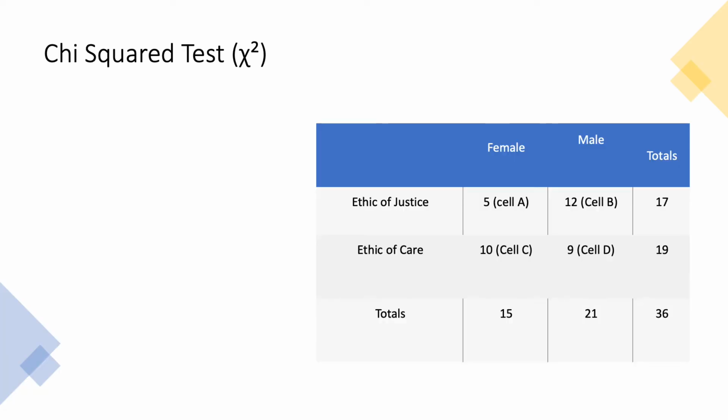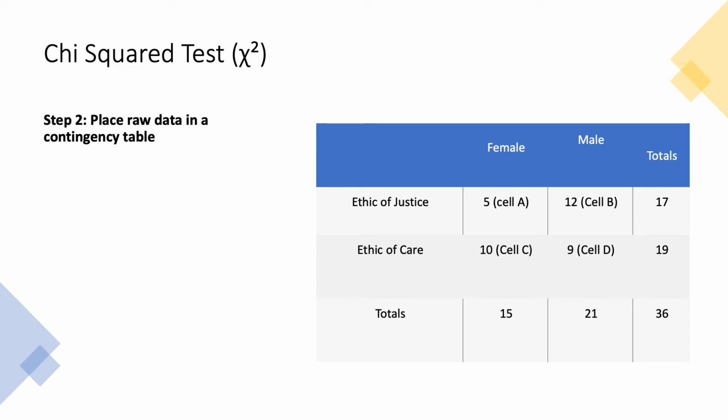Step 2. In a chi-squared, we place the raw data in something that we call a contingency table. It's usually a 2x2 contingency table, but it can also be 3x2, etc. So in this case, we have male and female at the top, ethic of justice and ethic of care at the side, and then we've just tallied up the frequency that each of those occur.